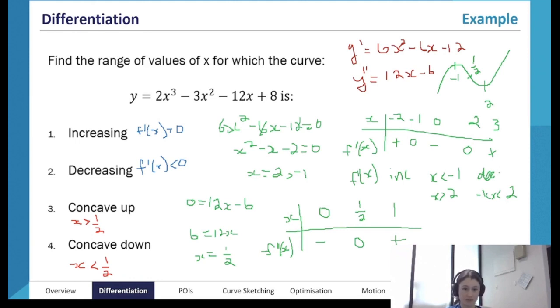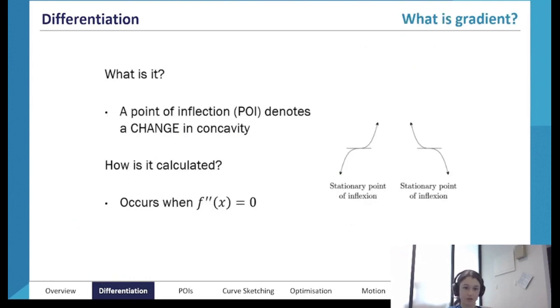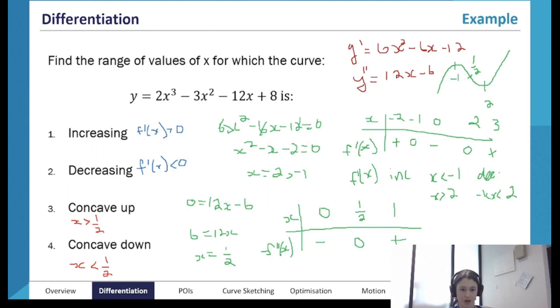Now, that was the end of that question there. So now we're going to get on to a little bit more about points of inflection. So, remember, points of inflection tell us when there is a change in concavity. So it is calculated when the second derivative is equal to 0. And that's what we saw in the last example, right? We found when the second derivative was equal to 0, and at that point, that's where the point of inflection is, that's when the concavity is going to change.